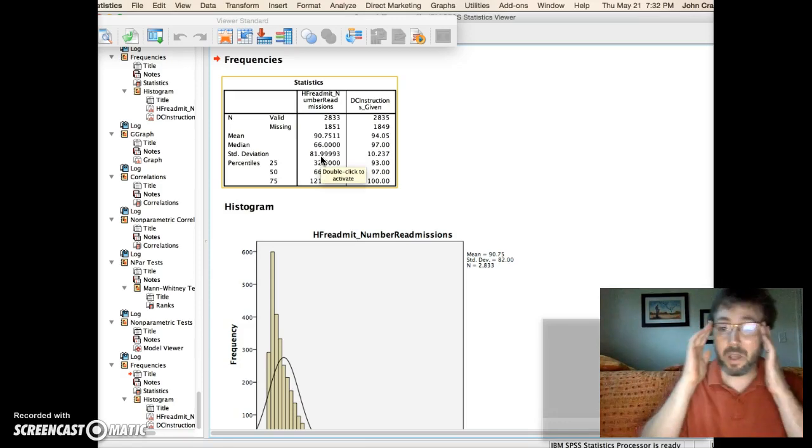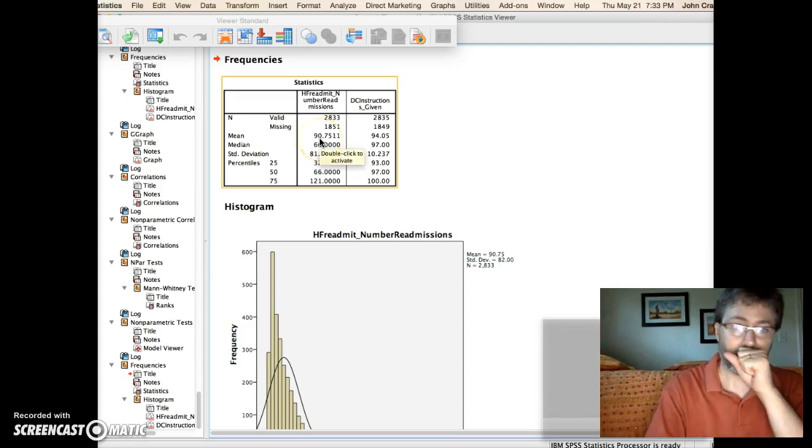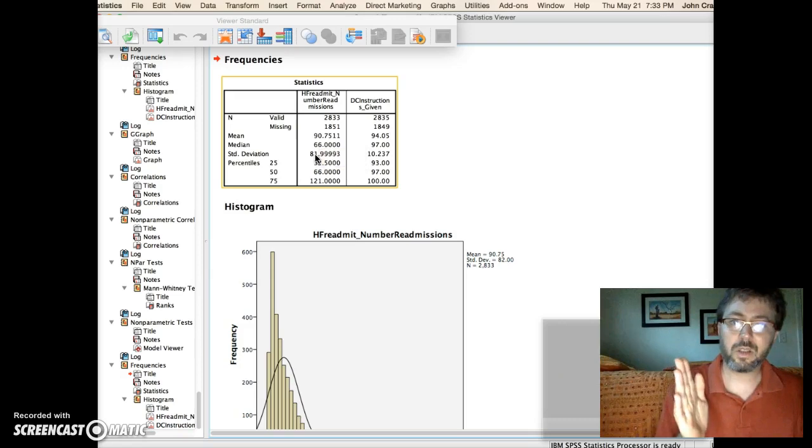So if we wanted to know where do 95% of all hospital readmissions for heart failure lie, it would be between the mean of 90 plus 2 standard deviations above and minus 2 standard deviations below.